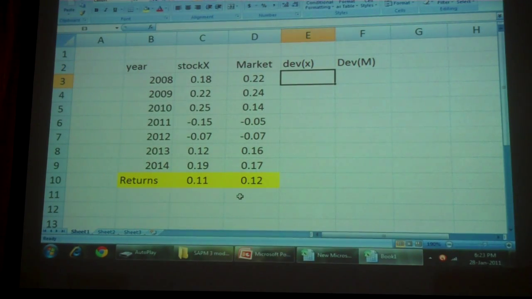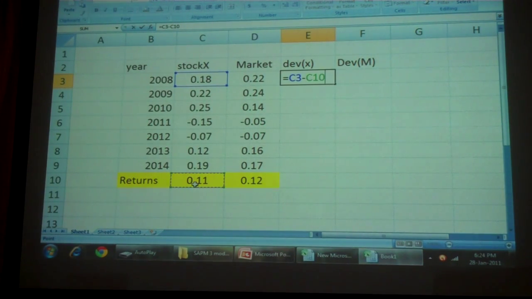How do I calculate deviation of X? It is stock X minus the return. So every time I have to keep subtracting that 11%. So what will I do? I will lock that cell C10. When I lock C10, when I move to the right side, I want C10 to become D10.